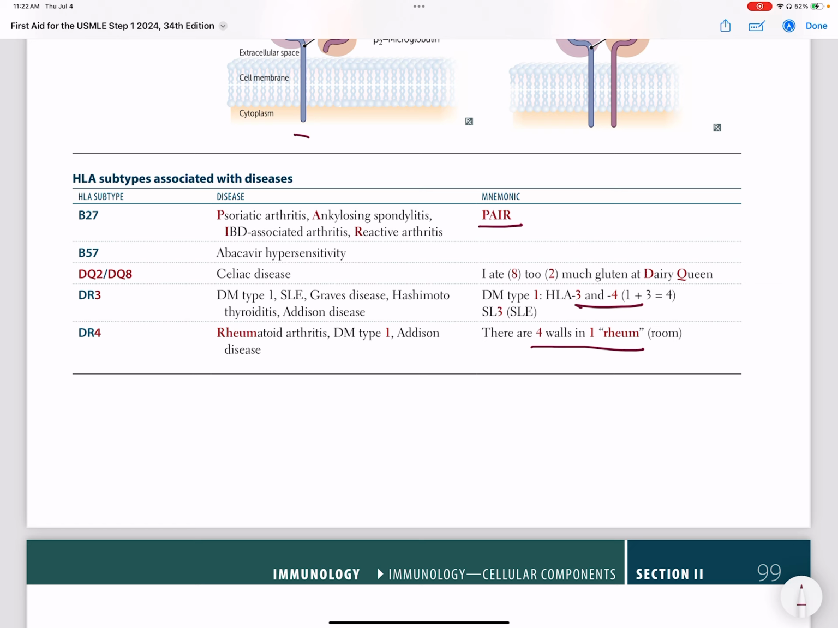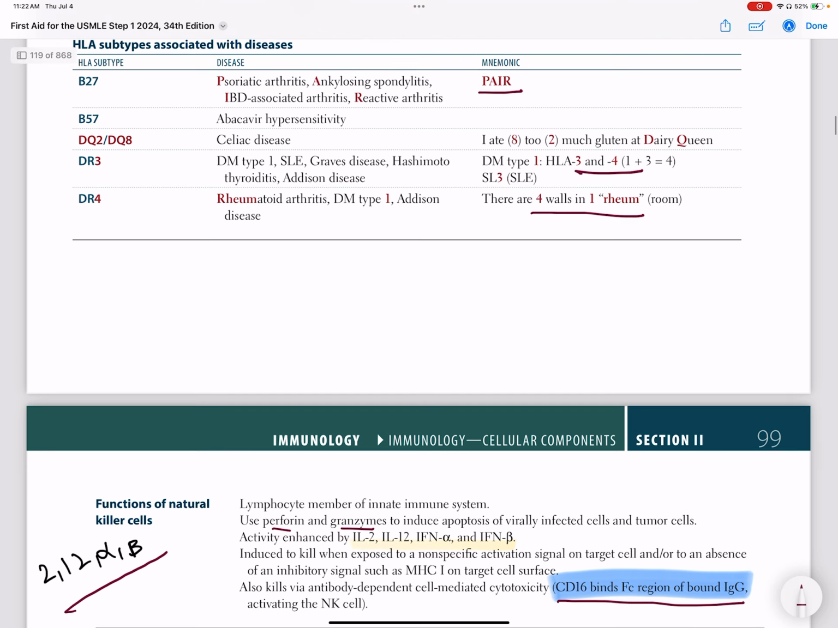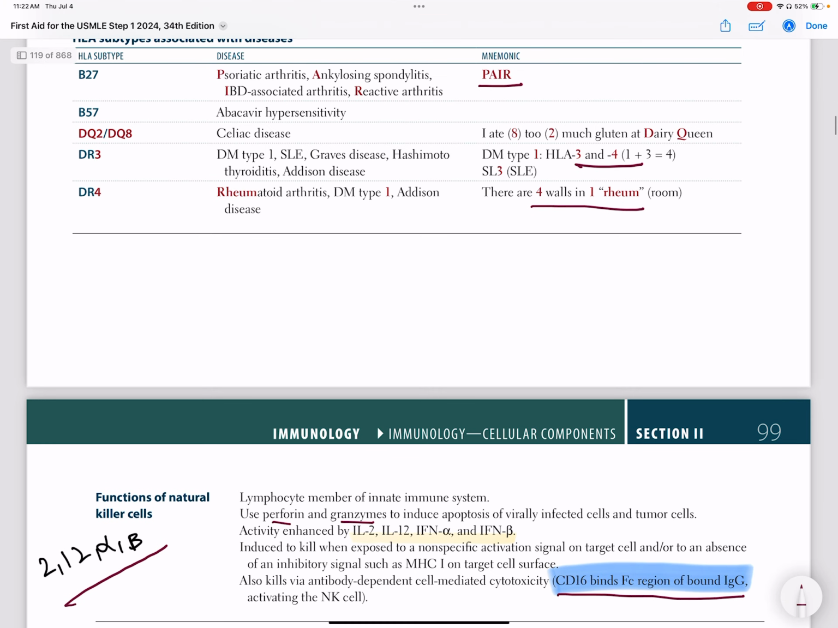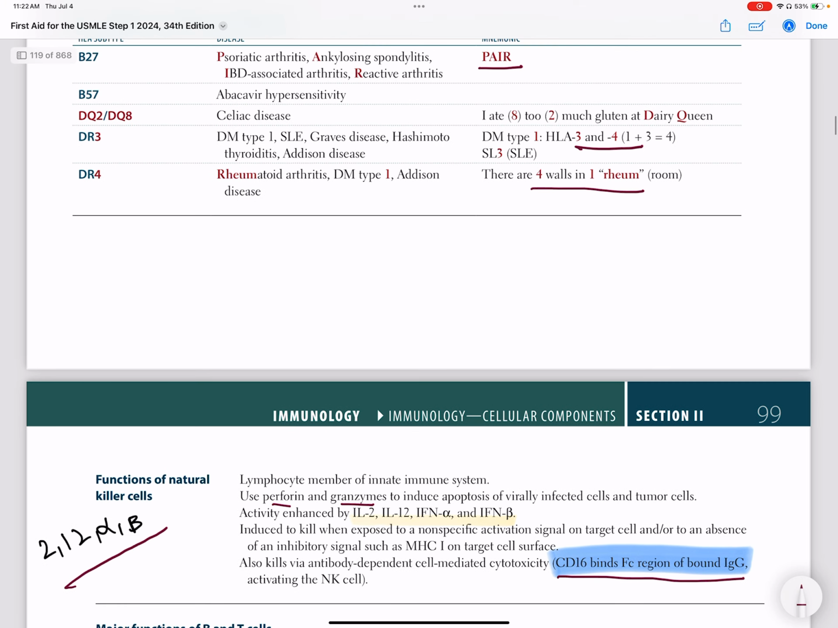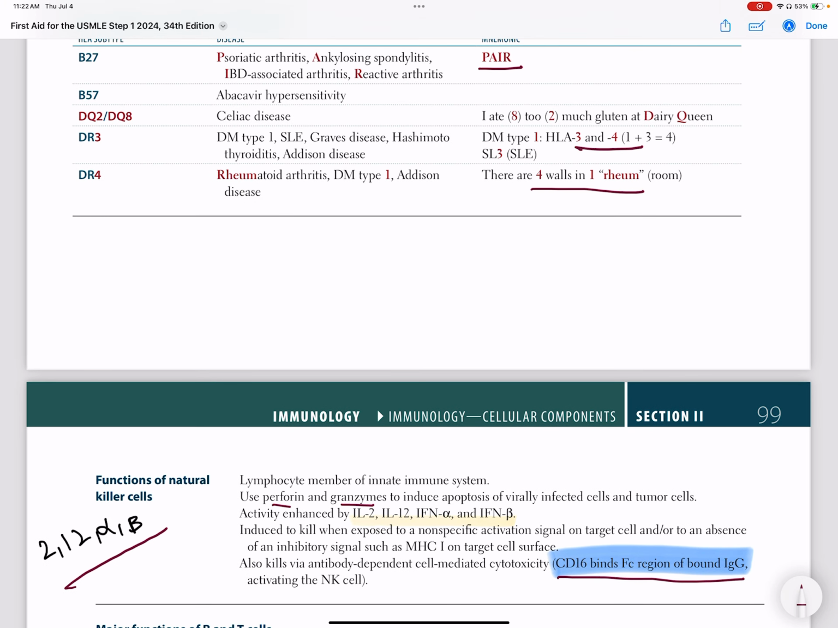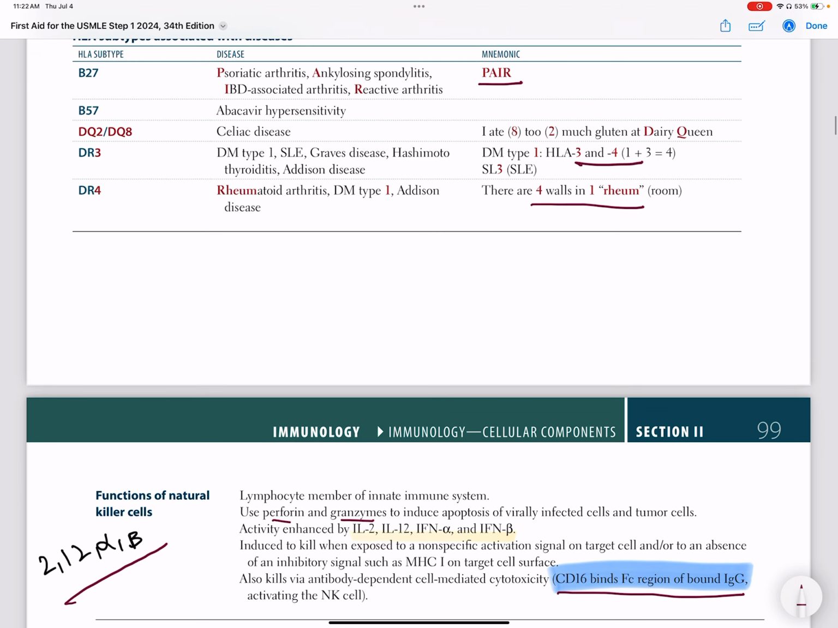I ate too much gluten and DQ. So DQ2 and 8, celiac disease, gluten. DR3, sorry, DM type 1, SLE, Graves' disease, Hashimoto's thyroiditis, Addison's disease. DM type 1 is HLA-DR3 and DR4. That is 1 plus 3 is 4. So diabetes has 1 and HLA-DR3 and 4. And then SLE, DR3.